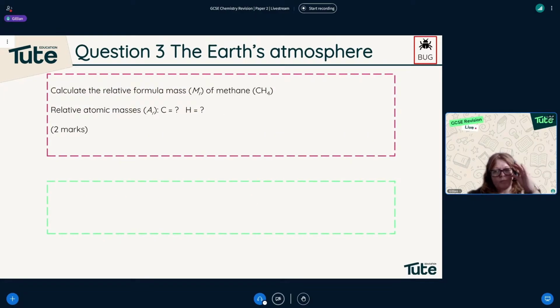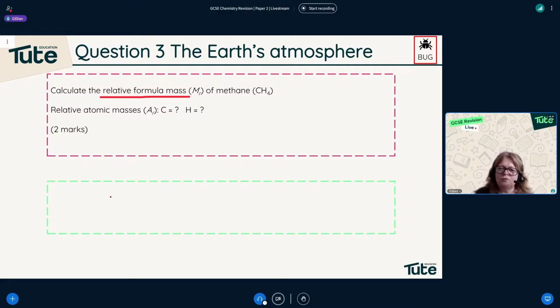Another calculation question. For this question, we need to calculate the relative formula mass of methane. And this is a question from quantitative chemistry. Remember, for paper 2, you can still be assessed on common content from paper 1. So you can still be assessed on atomic structure and the periodic table, on bonding, and of course on quantitative chemistry. So this is a good question to go through the evening before your exam.